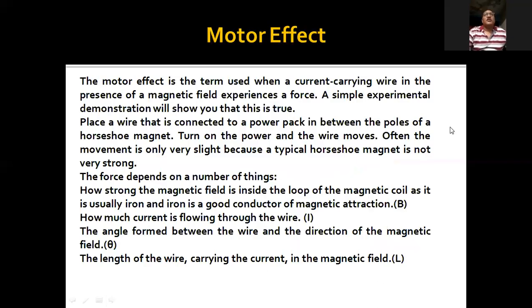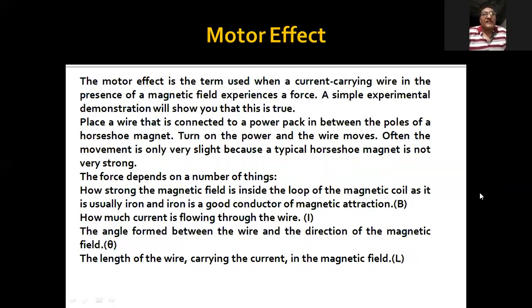Okay, so you can see that the motor effect is the term used when a current carrying wire in the presence of a magnetic field experiences a force. A simple experimental demonstration will show you that this is true. Like the two experiments we have done on the previous two slides, place a wire that is connected to a power pack in between the poles of a horseshoe magnet, turn on the power, and the wire moves. Often, the movement is only very slight because a typical horseshoe magnet is not very strong.